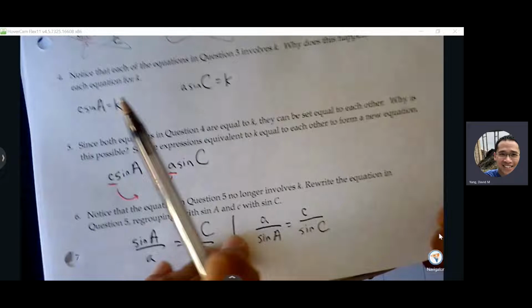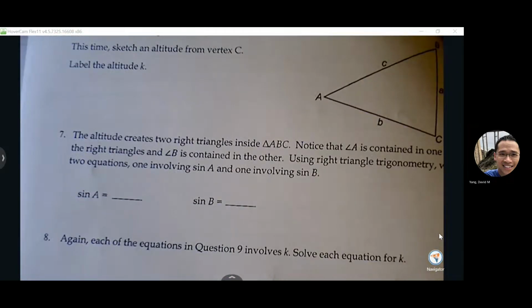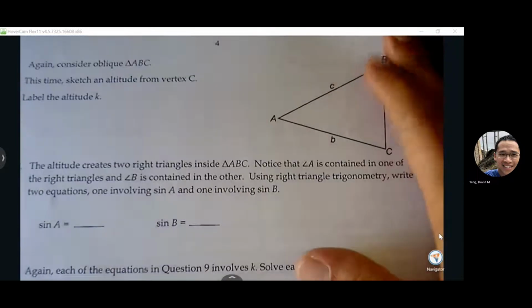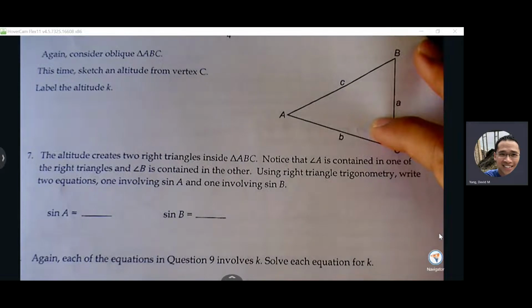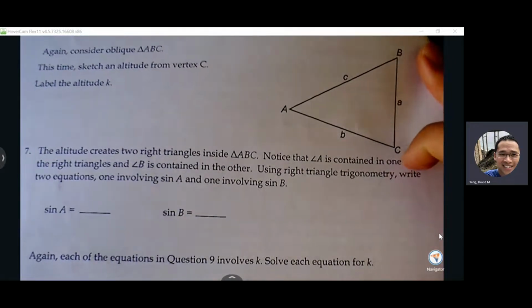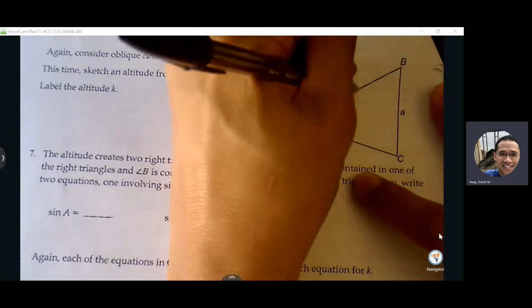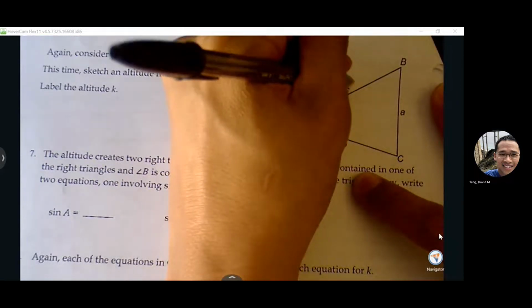All right, let's go to the second page, page 4. Okay, so now we're going to sketch an altitude from vertex C to the opposite side. So I'm going to try to create a right perpendicular.